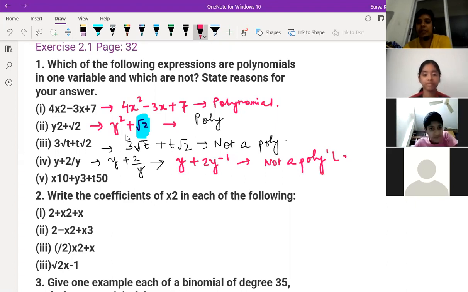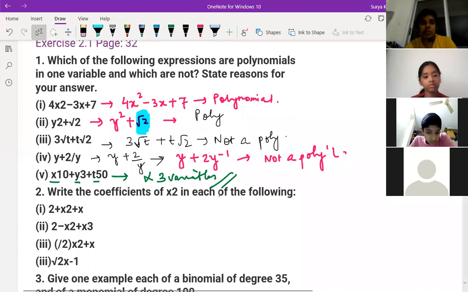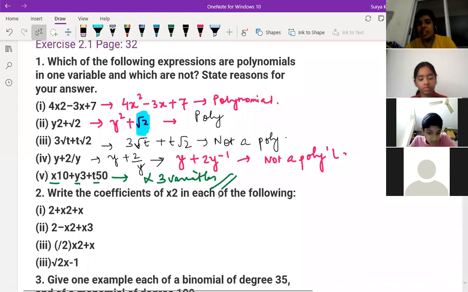Because y to the power minus 1 is this. That's why the power of variables should not be negative. Next, the last one. This is wrong only because there are 3 variables actually. So this is 3 variables. Okay. Now the next question is. So for question number 1, you people don't have any doubts, right?